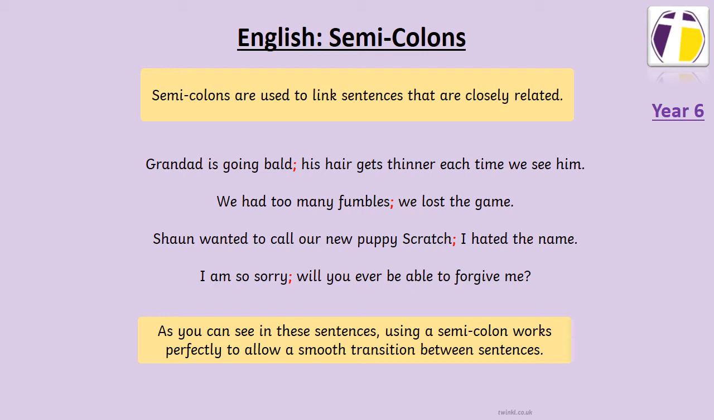Grandad is going bald; his hair gets thinner each time we see him. In this sentence, both "Grandad is going bald" and "his hair gets thinner each time we see him" make sense on their own. The semicolon is used to join both of these clauses as they are linked together. They are both about the same thing. Have a look at the second one.